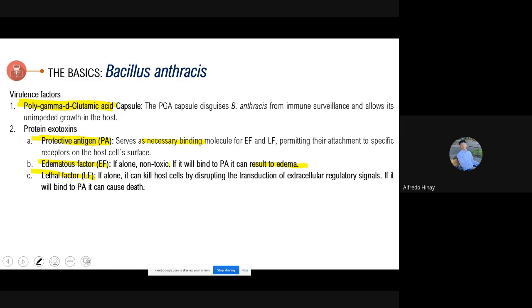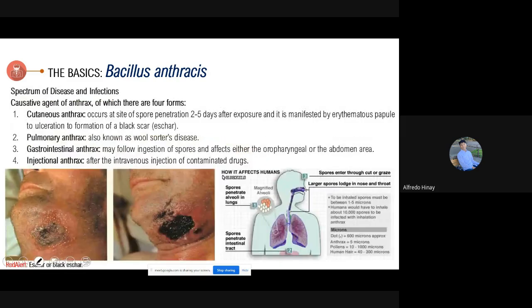Di ba? If alone, non-toxic daw siya. Pero pag si edema factor plus your protective antigen, it will now cause your edema. Pag si lethal factor naman, class, dumikit kay protective antigen, it can cause death. Okay? So this is very important. The three virulence factors are very important in causing the disease, specifically anthrax, class.